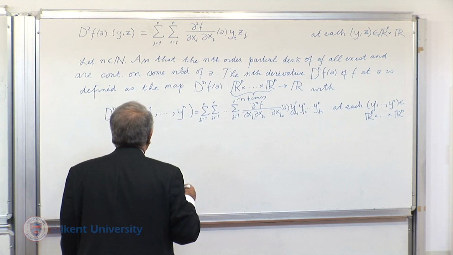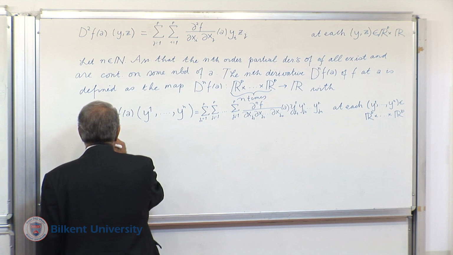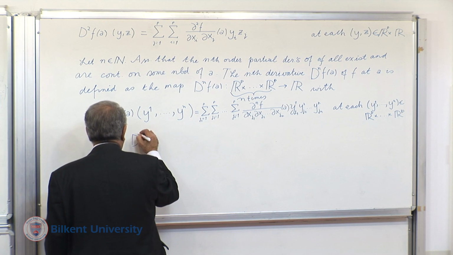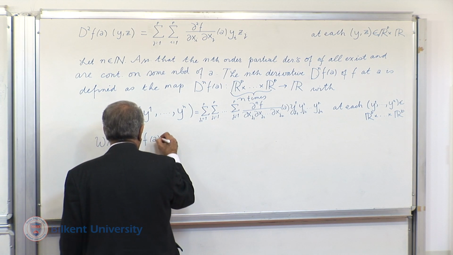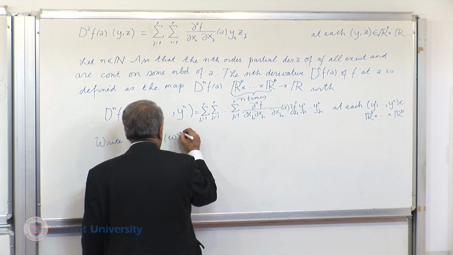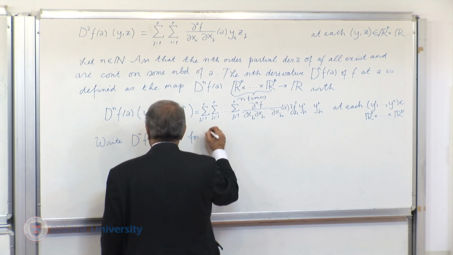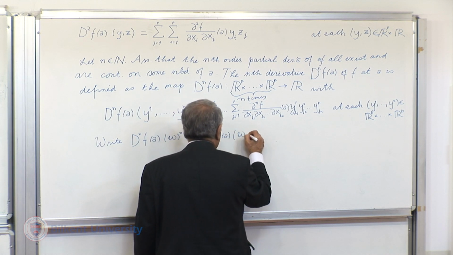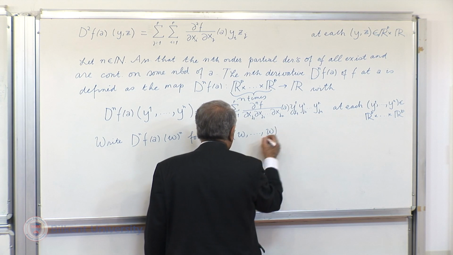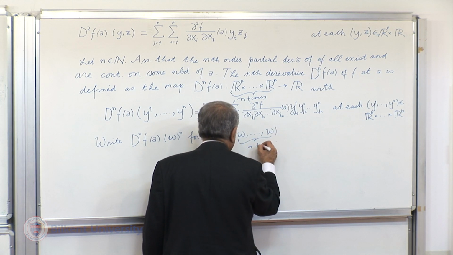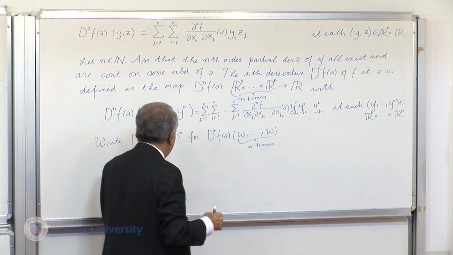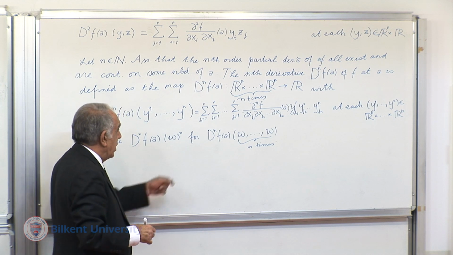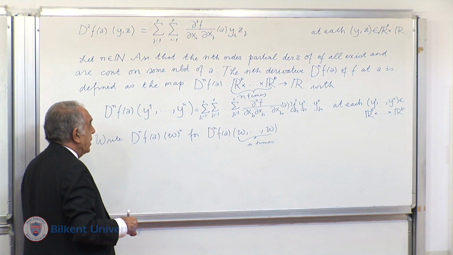Now, some notational convenience. Write d^n f_a w^n for d^n f_a. Here you have w, the same vector, n times. This just means not to the power n, having w n times.